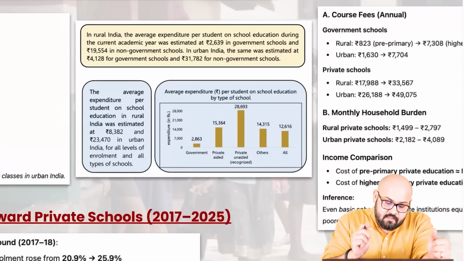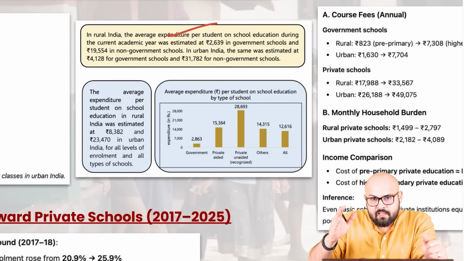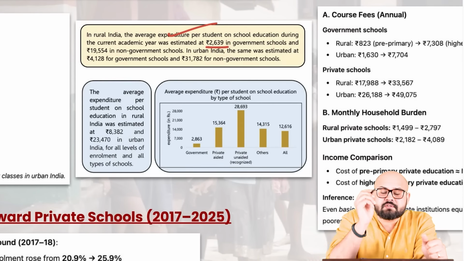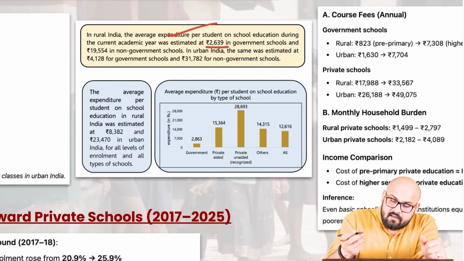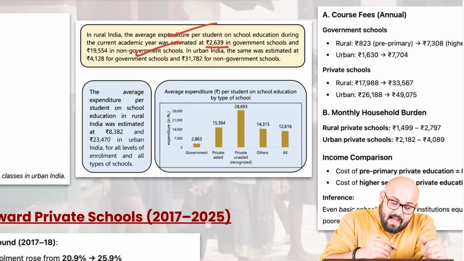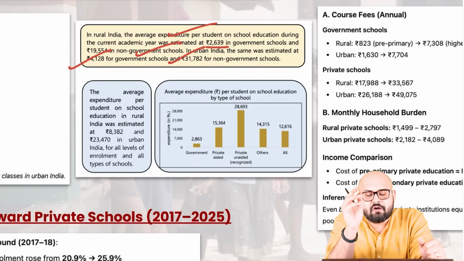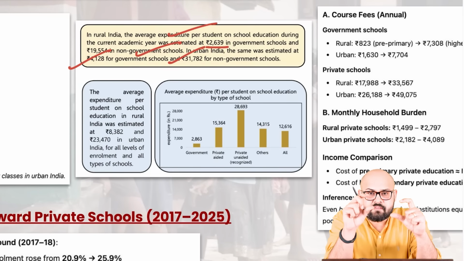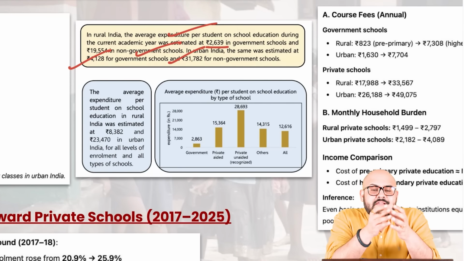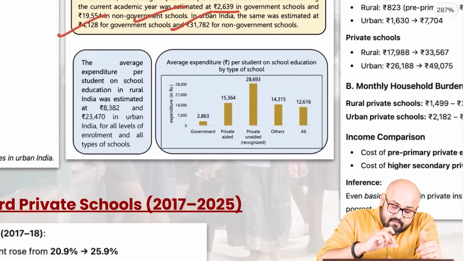Now, let's also look at this. In rural India, the average expenditure per student on school education during the current academic year, in the whole year, was estimated to be almost 2,640 rupees in government schools and almost 19,000 in non-government schools. In urban India, the same was estimated at 4,000 for the government schools and almost 31,000 for the non-government schools. Look at the difference. For the non-government schools, the expenses are much higher, right? Again, need not memorize this data. This is important.